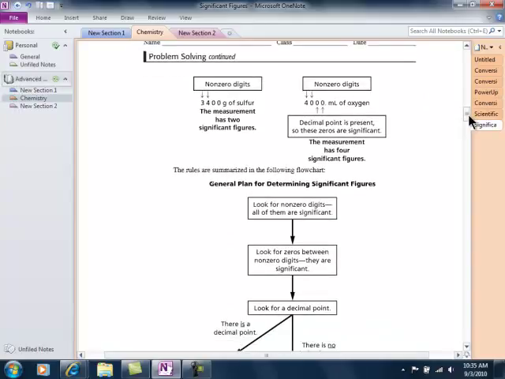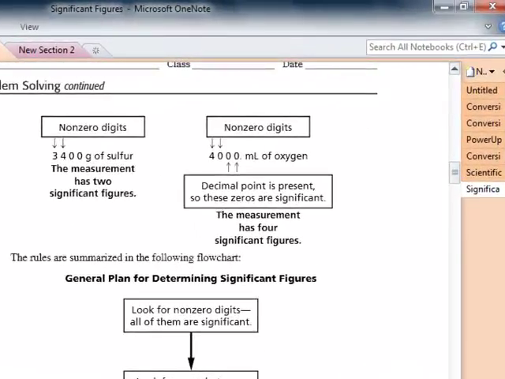And so here's another example. How many significant figures in 3,400? 2. No decimal. There's no decimal. And how about here? 4,000.4. Right, because there's a decimal there.